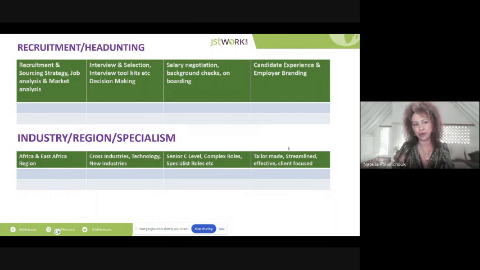So another area is industry. So where am I focused? Africa is Africa. I focus cross industries. I like new industries. Why new industries? As a skills shortage. I focus on any C-level, anything, CIO, CMO, CFO, CTO, any C-level. Complex, the more difficult, the more complex, high level of specialization. And everything I do is streamlined, client-focused, tailor-made. We will succeed. So these are my pillars.